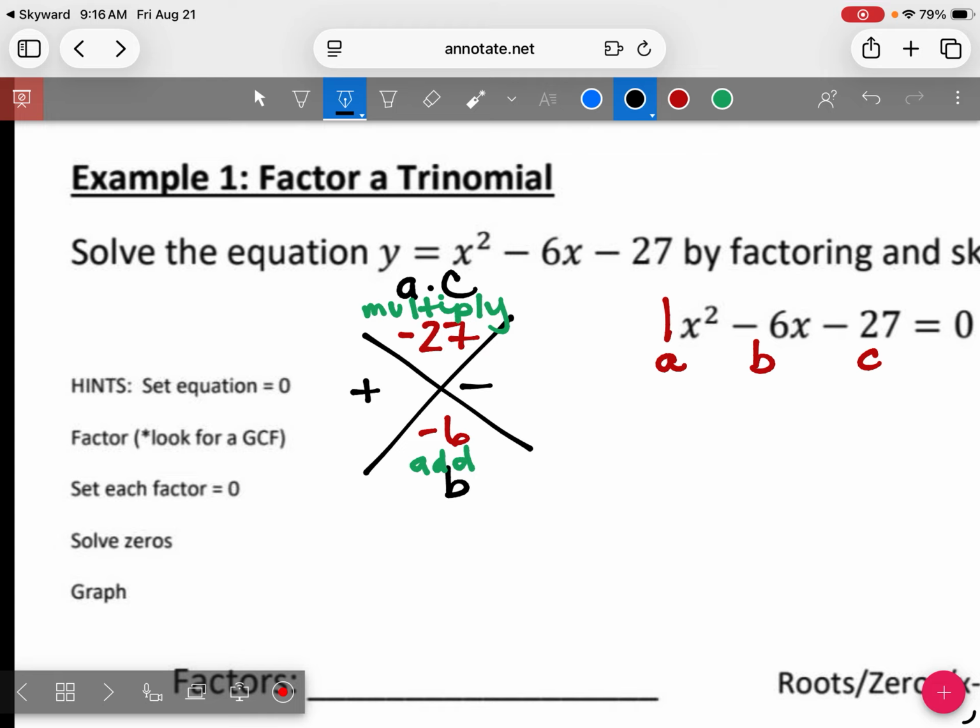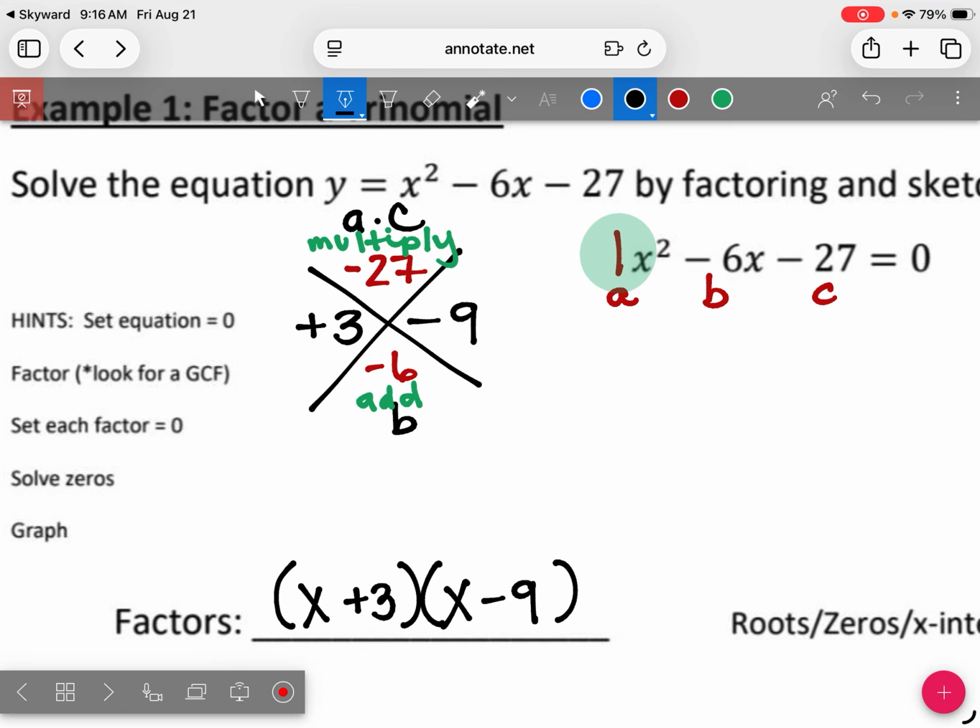+3 and -9. Okay, now this is important because we're going to do the harder factoring questions on Monday. Anytime A is a 1, we can do a shortcut. Go directly down to the factors and make your 2 parentheses. Put an x in front of both. These are the factors. Put those 2 numbers that Makai gave us in the parentheses. In one, put a +3. In the other, a -9. Those are the factors.